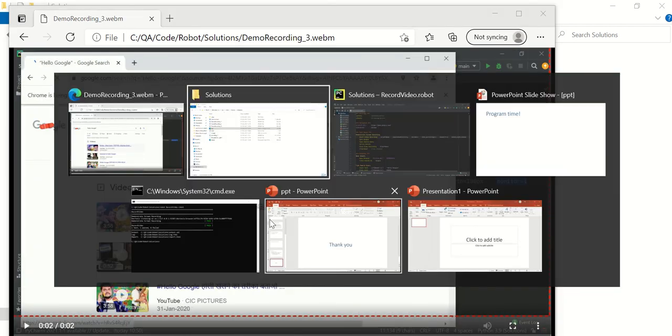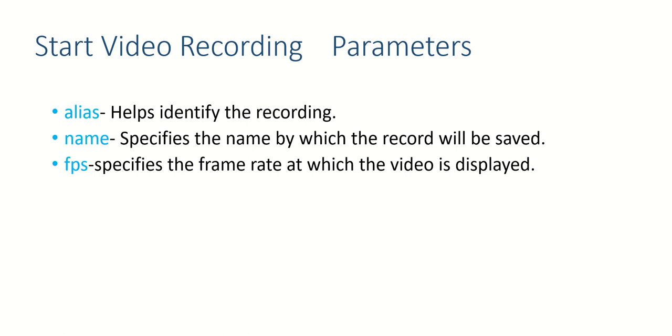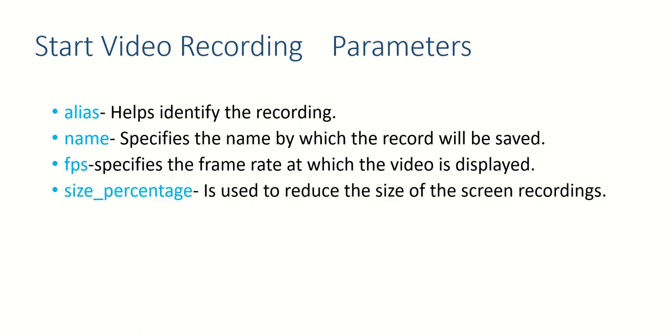Okay friends, let's go back to our PPT. The start video recording keyword has some parameters. Let's see what every parameter means. Alias helps to identify your recording if you have multiple recordings going on simultaneously in your test suite. Name is the name of the video recording file that will be generated. FPS specifies the frame rate, and this is an important factor if you want to use your memory optimally.